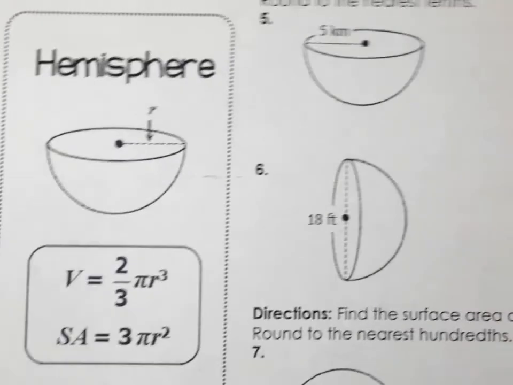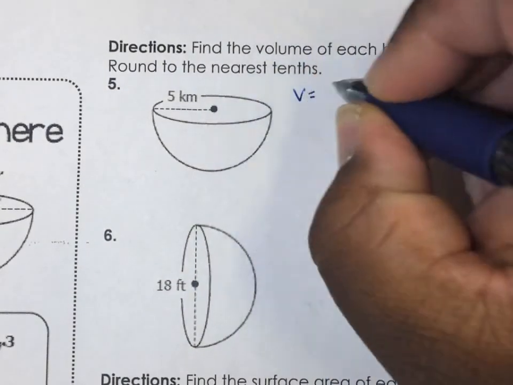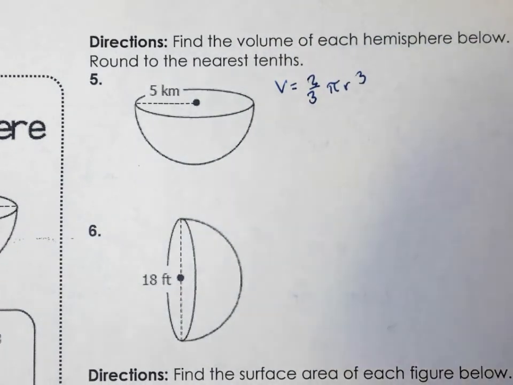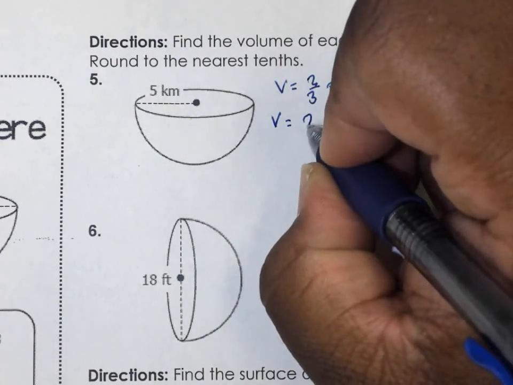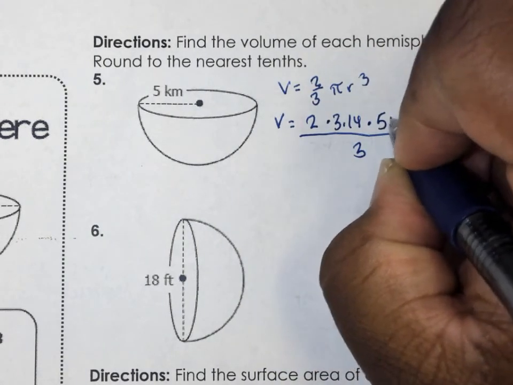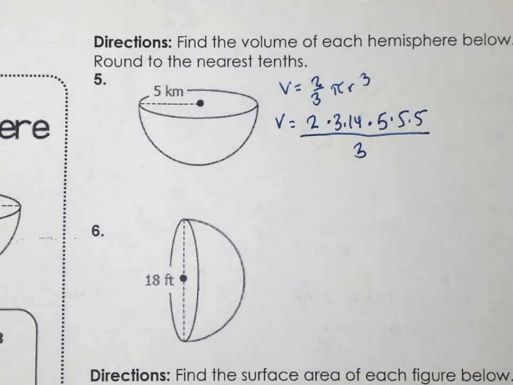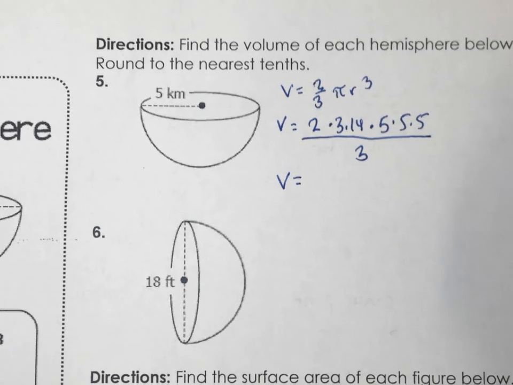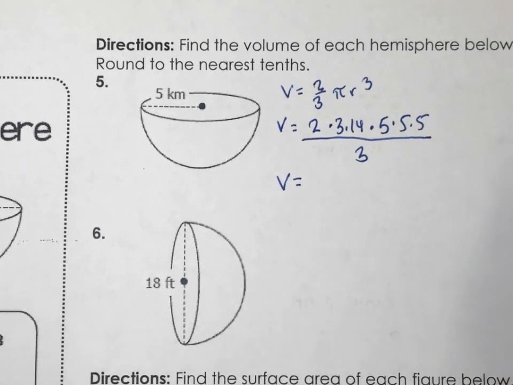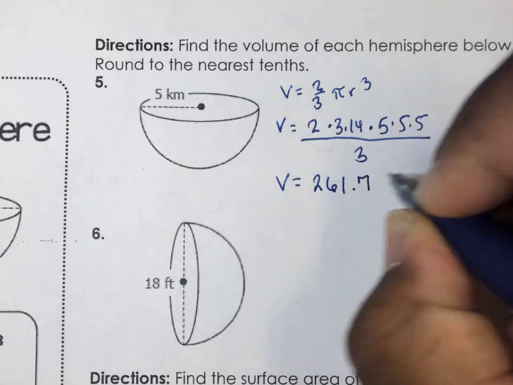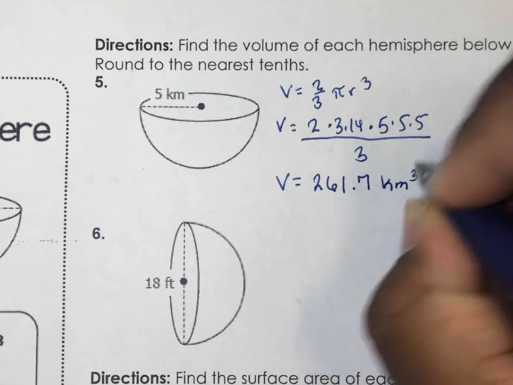All right. Volume first. Volume equals 2 over 3 pi times radius to the third. Adjusting how it looks. 2 on top, 3 on the bottom. Times 3.14. Times 5, times 5, times 5. We're rounding to the nearest tenths. Thank you, sir. This is kilometers cubed.